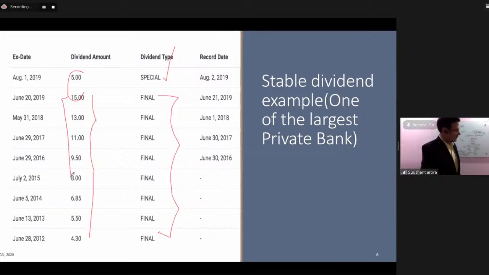How can we do that? Let me show you over here. I'll give you full board access. Let me copy those figures. So 15, the latest final dividend. Then 13, 11, 9.5, 8, 6.85, 5.5, and 4.3. So this is the pattern.